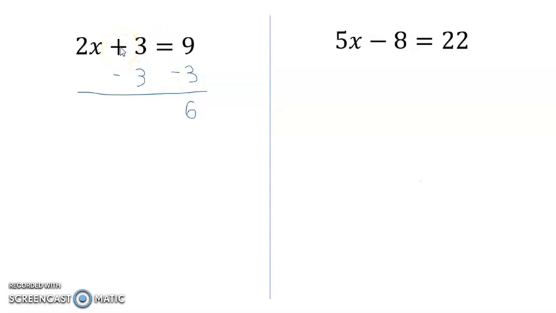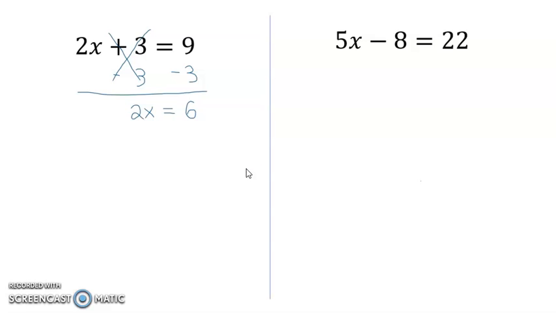So the last thing I did was added 3. Yeah, I should subtract 3. When we cancel this out, what we're really doing is saying we undid that step. So we have 2x left on the left and 6 on the right. So 2x equals 6. That means 2 times x equals 6.